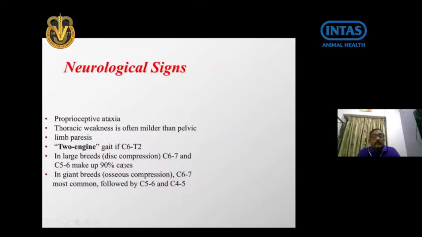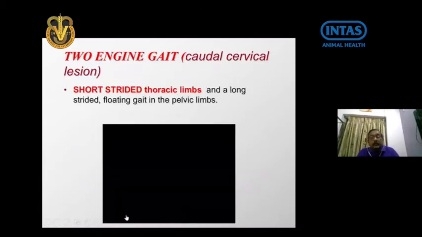If you get a disc, it's between C6, C7 and C5, C6. That's the most common. Now you see this. I'm going to show you this video.